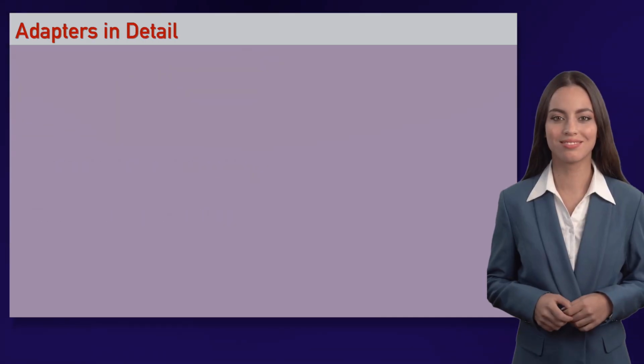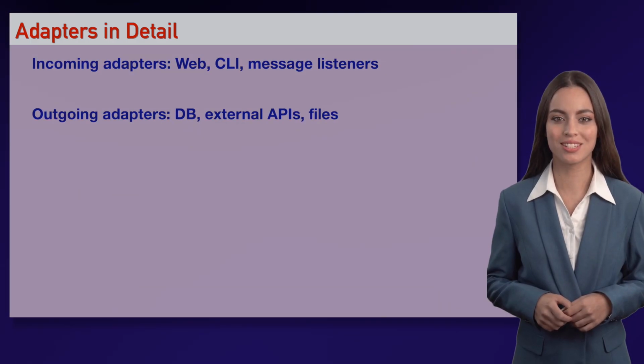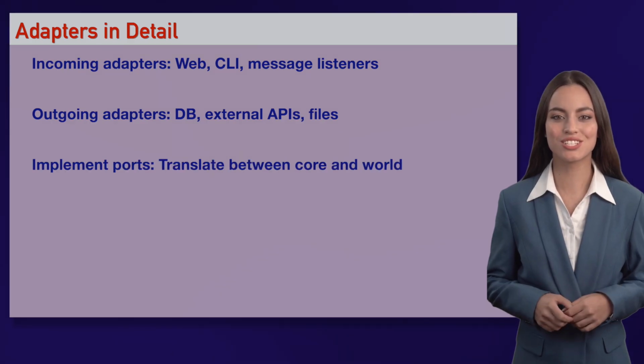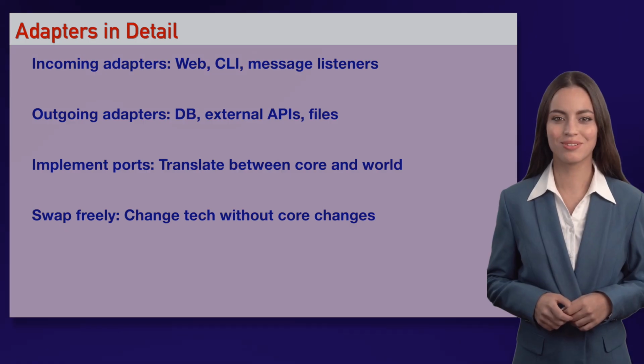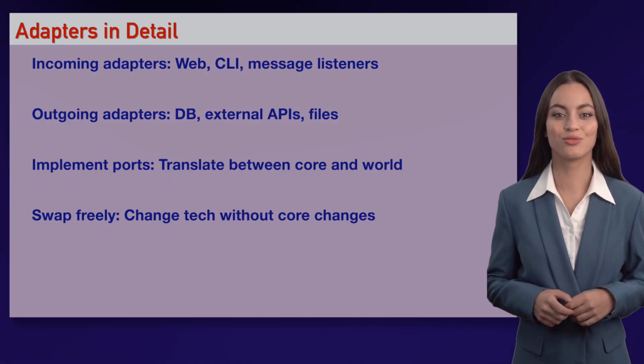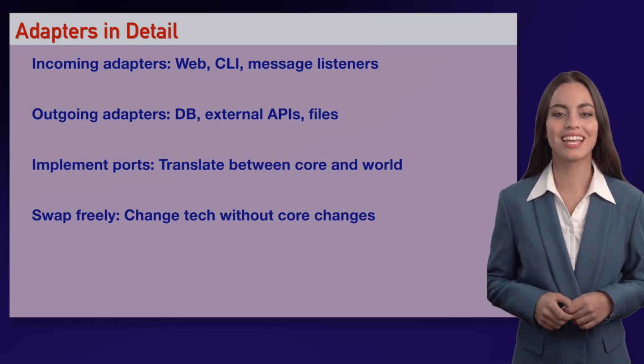Adapters in detail. Incoming adapters translate external requests, such as HTTP from web frameworks, CLI commands or message listeners from day 9 queues, into calls on input ports. Outgoing adapters implement output ports by connecting to real technologies like databases, external APIs, or file systems, handling translation and error mapping.